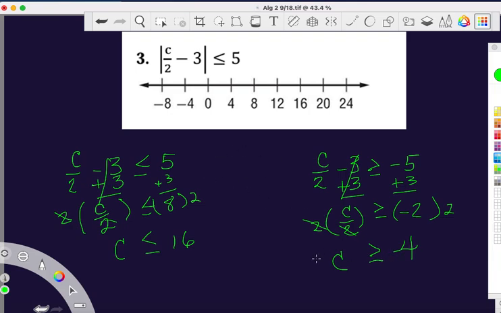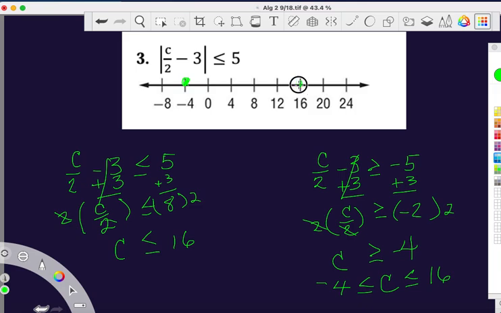If I turn this around, and I smush these two guys together, right? Does it go low to high? Yes. And both of these guys are pointing in the same direction? Yeah. I have an and. So it starts at negative 4, closed circle. Goes to 16.